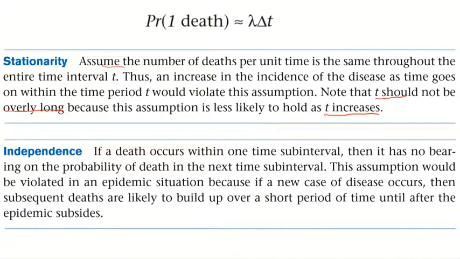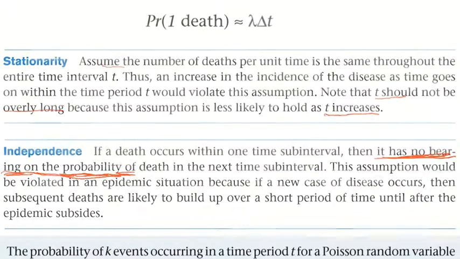Another assumption is the assumption of independence. If a death occurs within one time sub-interval, then it has no bearing on the probability of death in the next time sub-interval. You might recall your coin toss experiment, where the result of the first coin toss does not really affect the probability of a success or a failure for your next coin toss.